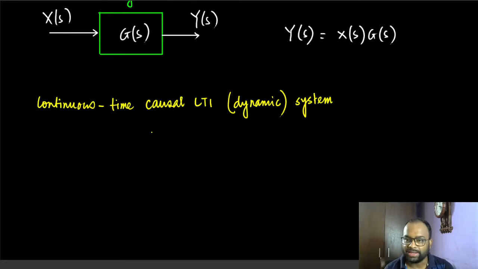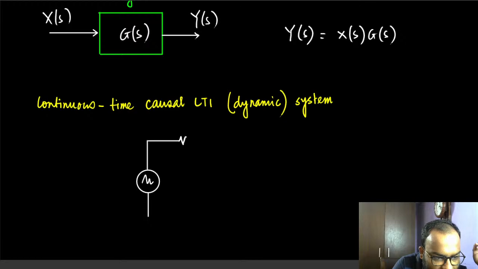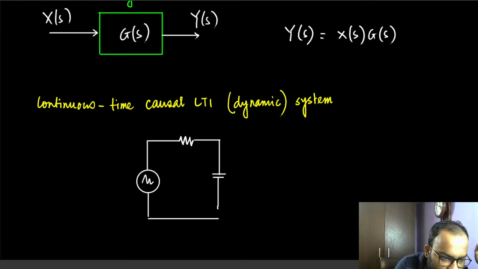So let's take a very simple example, and that way it will be more understandable, I hope. Let's take a very simple example of a simple electrical circuit. Say we have a signal source here, and that's a voltage source, and we have a resistor here. A very simple, once again, RC series circuit, and a capacitor here.